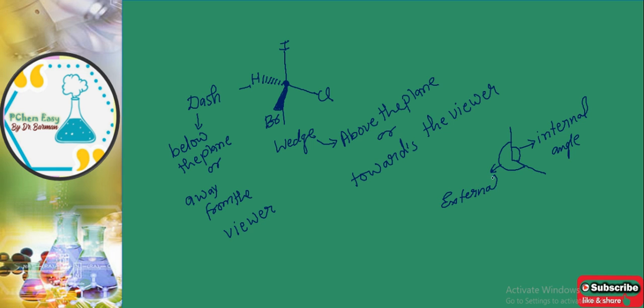Whenever you draw the wedge and dash projection, the wedge bond and dash bond will always be in the external angle. You will not draw the wedge and dash in the internal angle. So if you draw the structure like this, it will be wrong. What would be the right one?